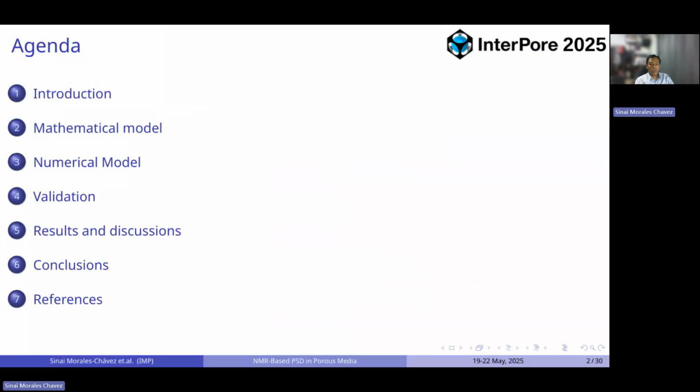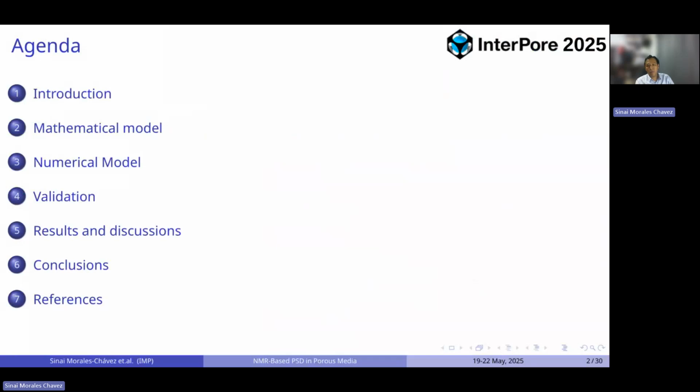Now, let's look at the structure of this presentation. First, I will introduce the fundamentals of NMR relaxometry and explain how it helps us to characterize porous media. Next, we will delve into the mathematical and numerical model that we developed. Then we move on to validation, where we compare our numerical results with well-established semi-analytical solutions.